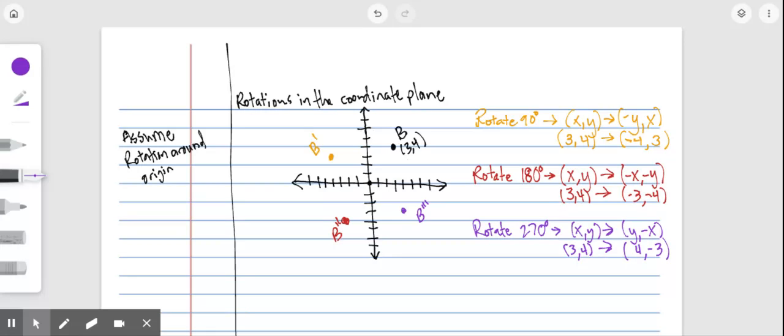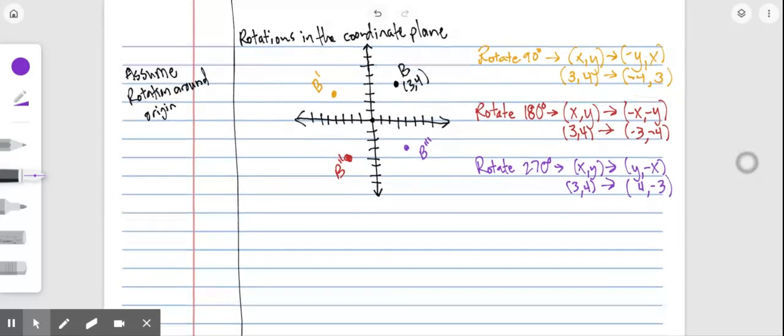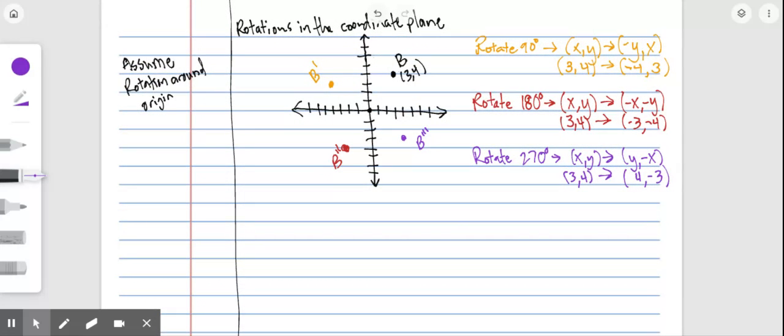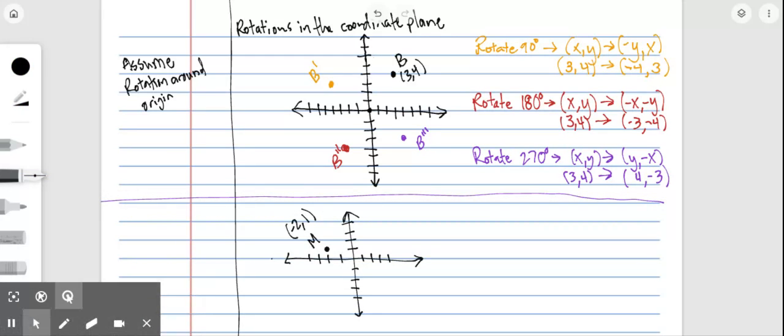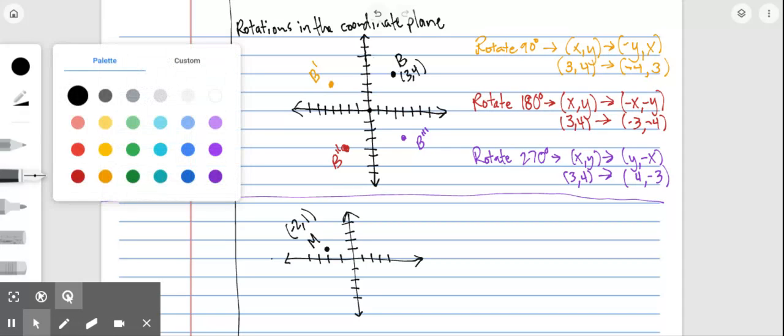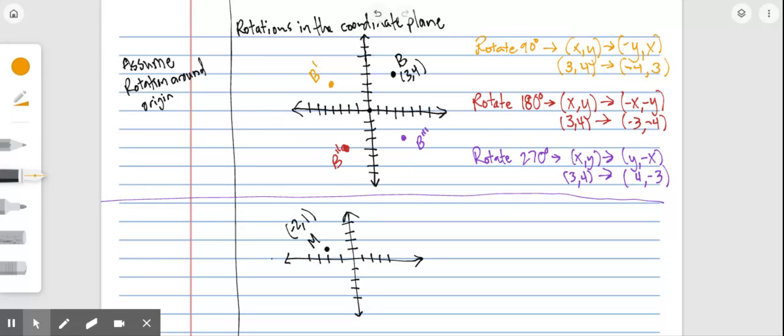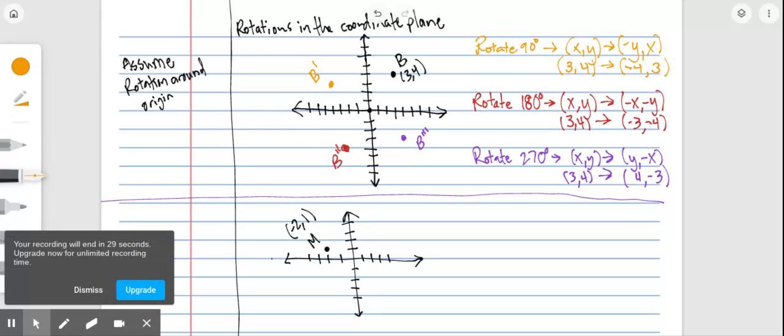So what I'm going to do is set up a quick drawing, and I want you to use those three rules for rotation in the coordinate plane. My pre-image is going to be M, which is at the coordinate (negative 2, 1). Now this one's going to be a little trickier than the last time because I didn't start in quadrant 1, but the idea is exactly the same and you can still use the rules. So take a moment and rotate 90, 180, and 270 degrees.